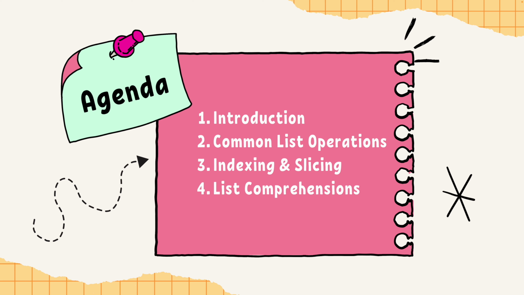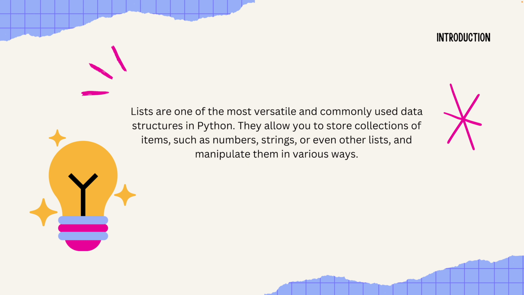So let's go first with the introduction. Now, lists, as we learned in the last video of this series, if you haven't seen the series yet, please feel free to watch the last video, or you can skip it and just understand lists directly. So lists are sequence types. They are one of the most versatile and used data structures in Python, and they allow you to store a collection of items which can be of different types, either numbers, strings, or even other lists. And as we discussed in our previous video, lists are mutable, which means you can modify them and manipulate them in different ways.